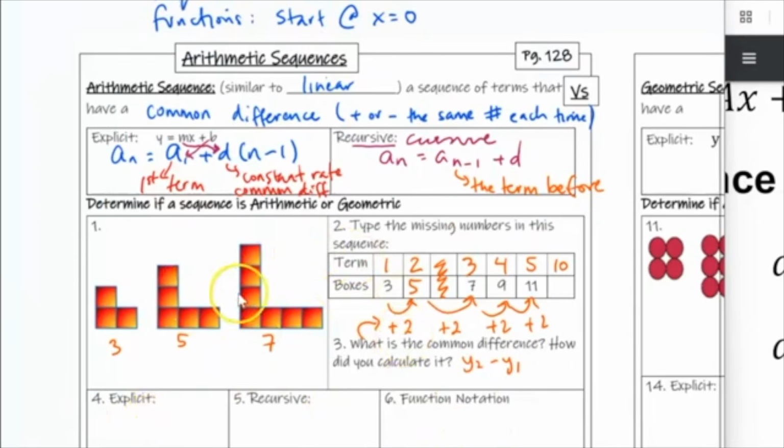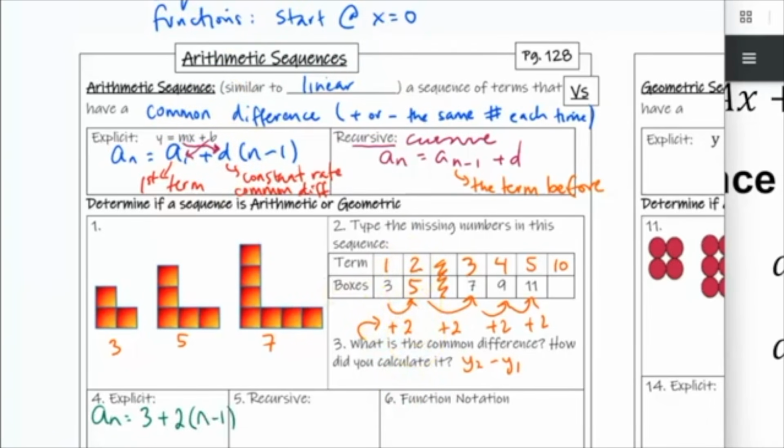All right, so let's write this in explicit form. Explicit form here is your formula right here. So we're going to write a sub n is equal to a sub 1. What is the first term? Well, we know the first term is 3, right? The first term is 3 plus my common difference, which is what? 2. So this is 2, parentheses, and n minus 1.